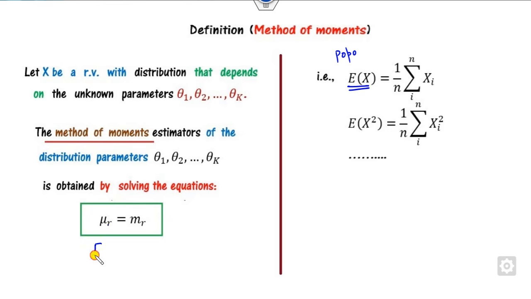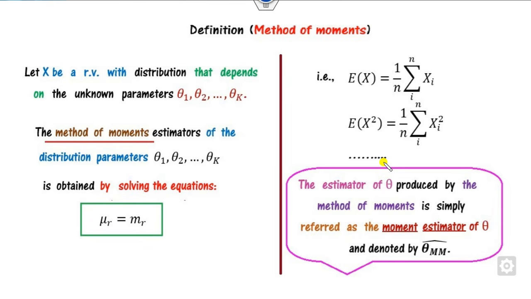What is the mu of r? This is nothing but my here. So when r is 1, it comes to be here. When r is 2, it comes to be here, and then so on. So after solving this, you will get the values of the unknown parameters. And this method of moments estimator is denoted by theta cap.